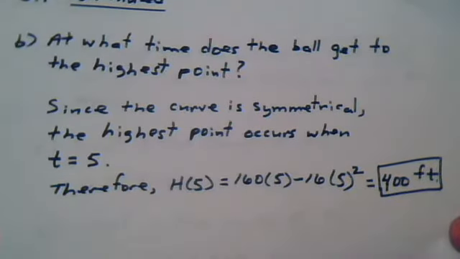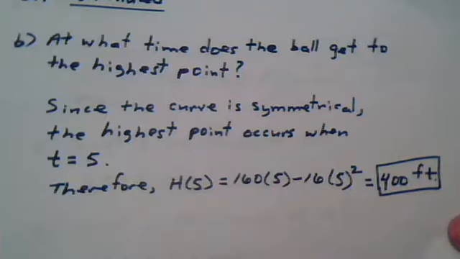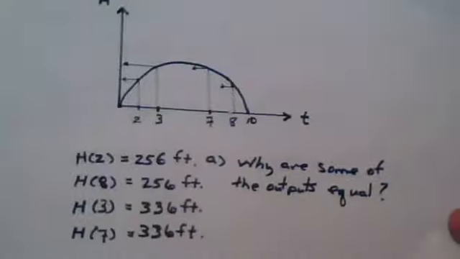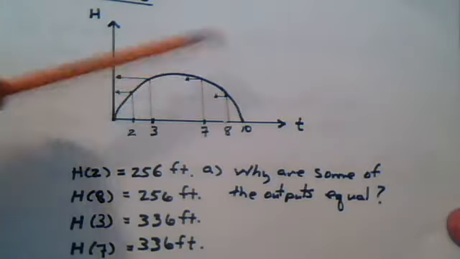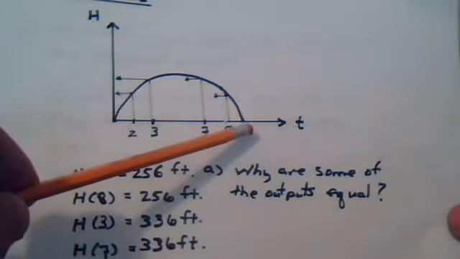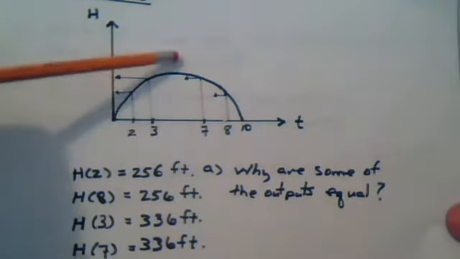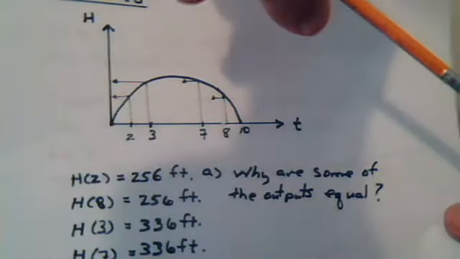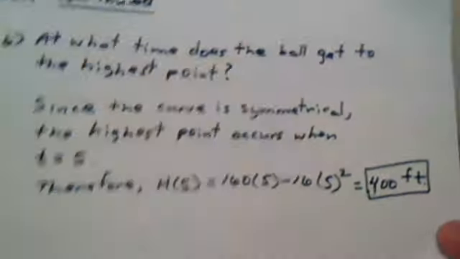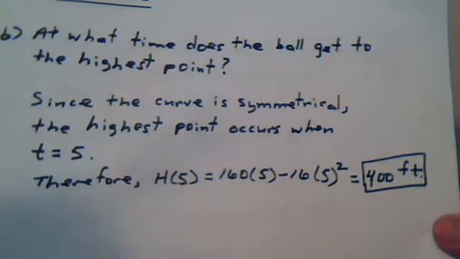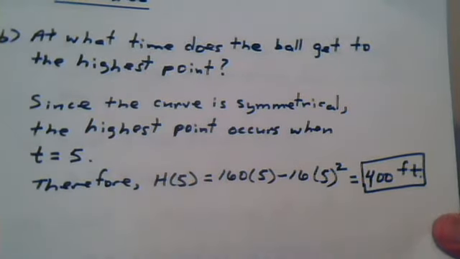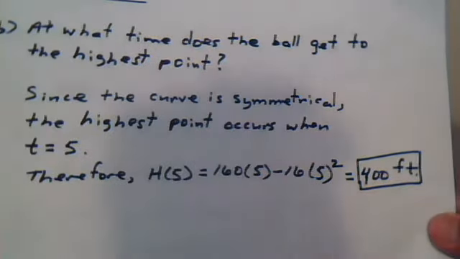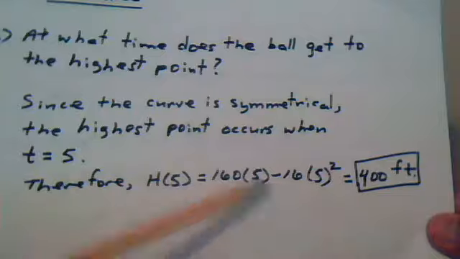At what time does the ball get to the highest point? Well, that would be smack in the middle. Its highest point would be here. So notice, this is 0 seconds, this is 10 seconds, so halfway would be at the 5-second mark, it achieves the highest height, its peak height. And that's why we have a 5 here. At 5 seconds, it reaches the highest point. And it tells us the highest point will be 400 feet after you plug it in and simplify.